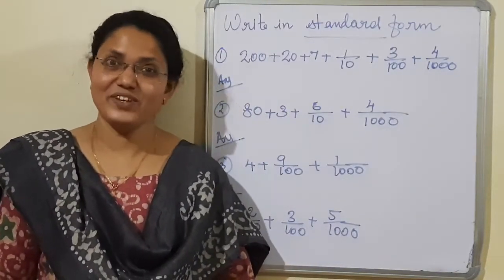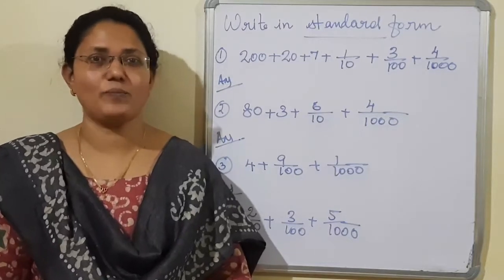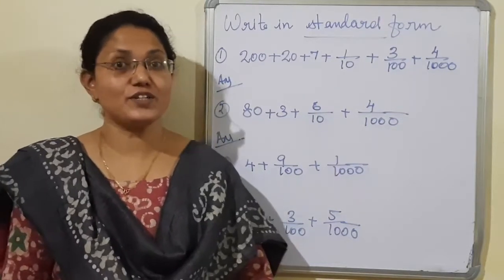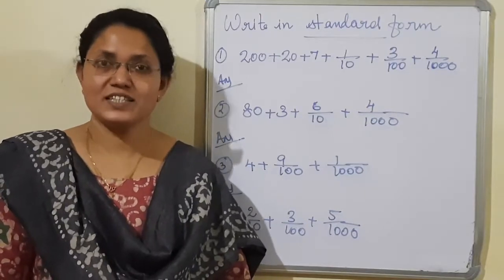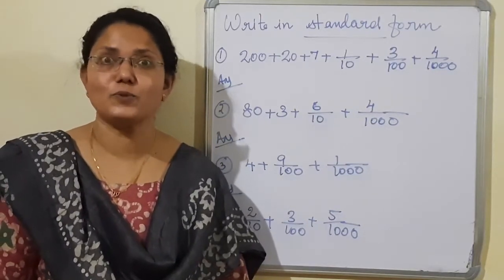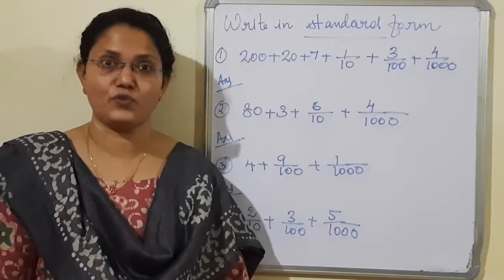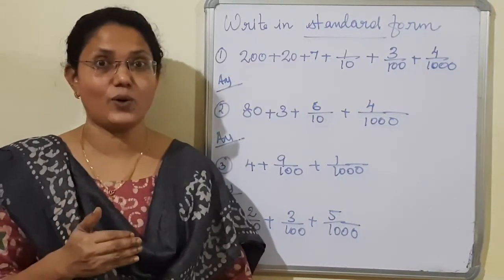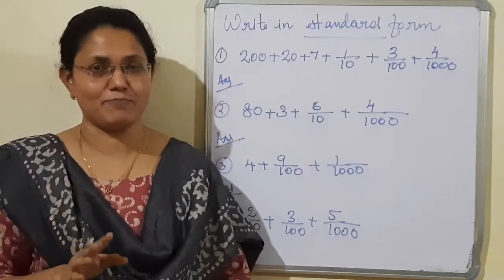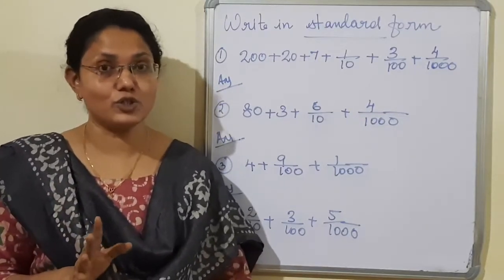Dear children, when we change an expanded form into standard form, first we should add the whole number parts only. Just after the whole number, you should put a decimal point. Don't forget this. First add the whole numbers. After the whole number, you should put a decimal point. Then you have to do it carefully.